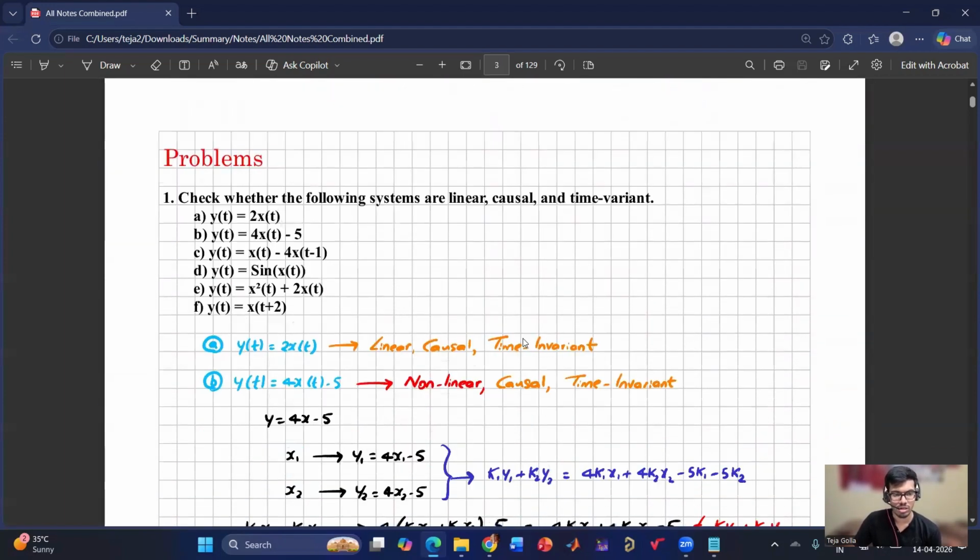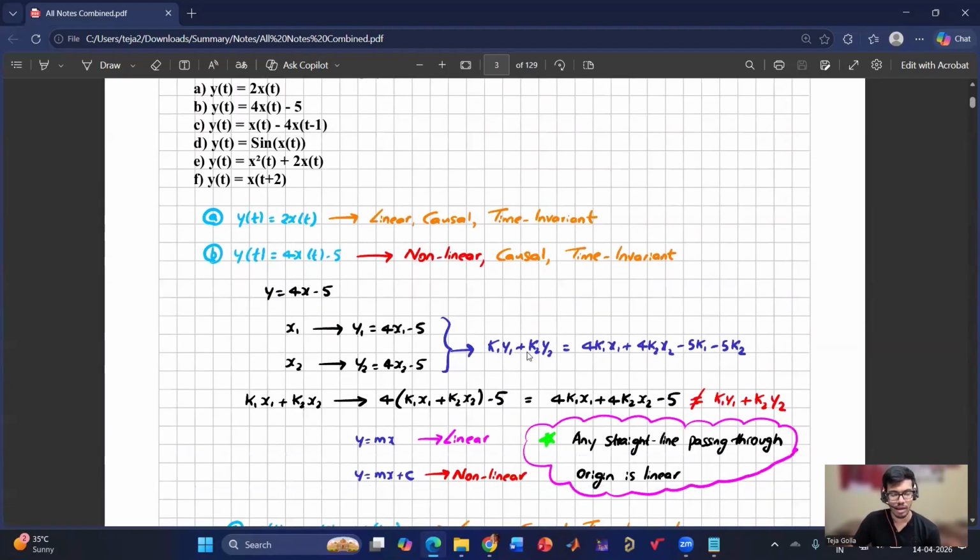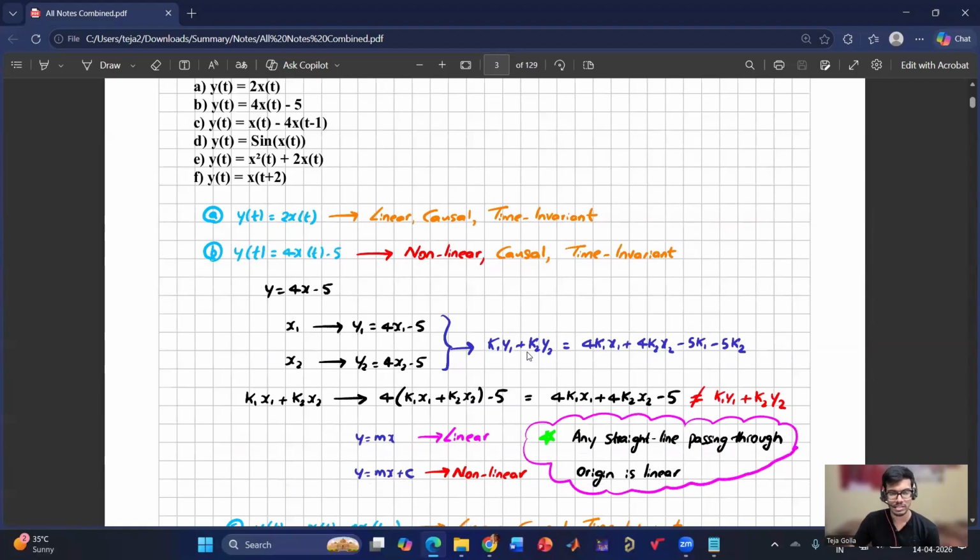Then we solved a couple of problems which are linear, non-linear, causal, non-causal, time variant, time invariant. All sorts of examples were touched. We identify which is linear, which is not, which is causal, which is not, and which is time variant and which is not. I will not be discussing the problems in detail since this is already discussed. I'll just briefly explain which concept these problems are supposed to target, and what we actually discussed in the problem.